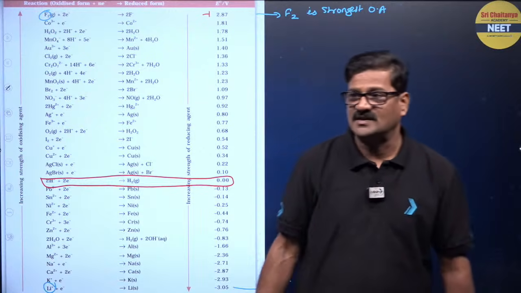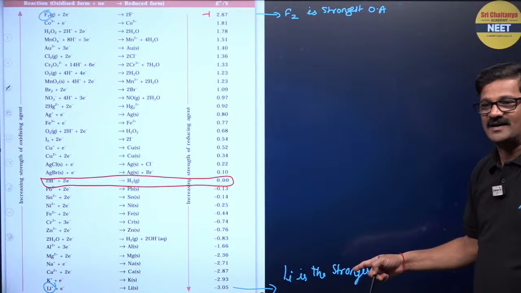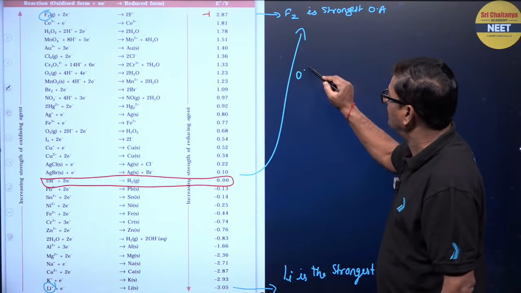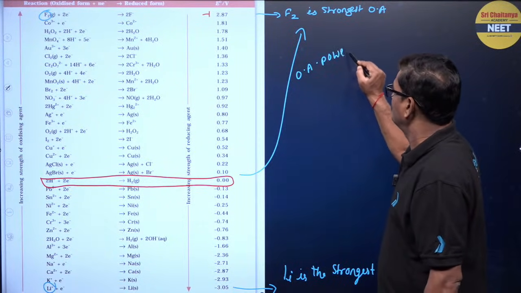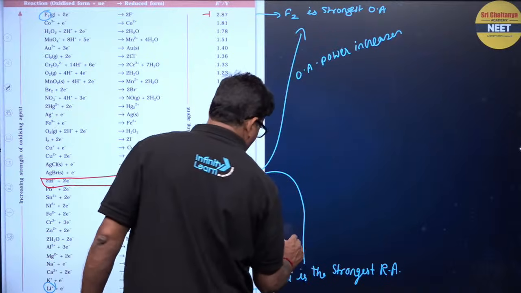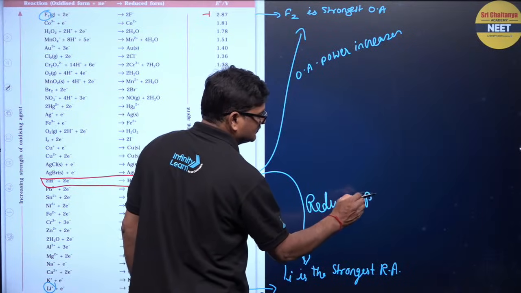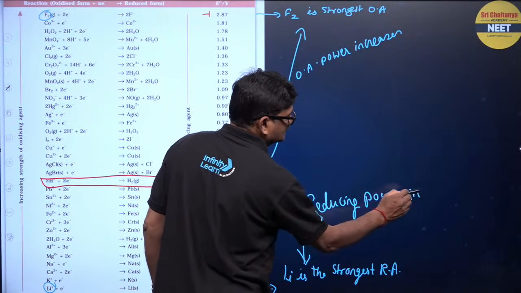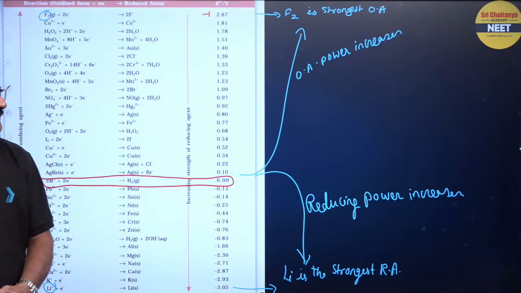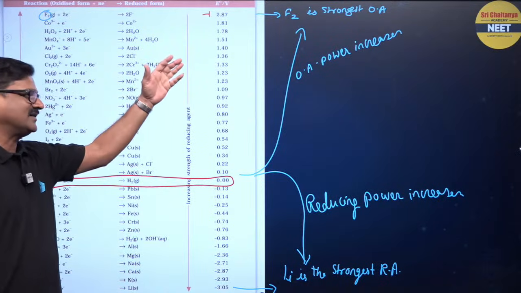Fluorine is the strongest oxidizing agent in the entire chemistry, and lithium is the strongest reducing agent in the entire chemistry. So when you move from here to here, oxidizing power increases. When you move from here to here, reducing power increases. Now it is a stronger oxidizing agent, it is a weaker oxidizing agent. It is a stronger reducing agent, it is a weaker reducing agent.